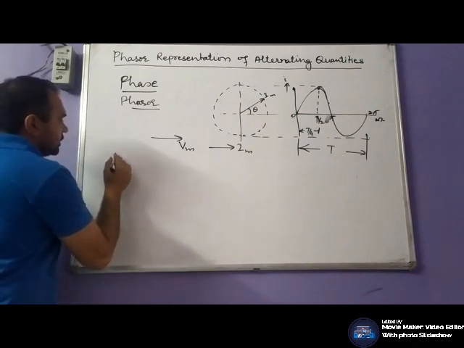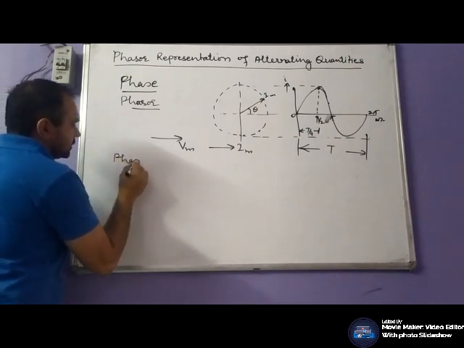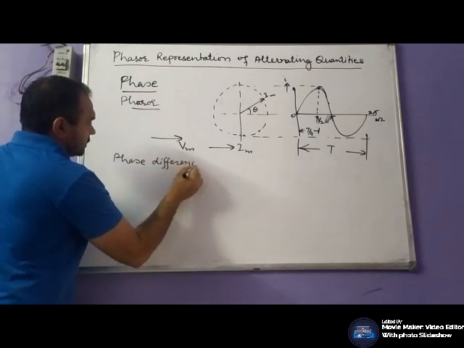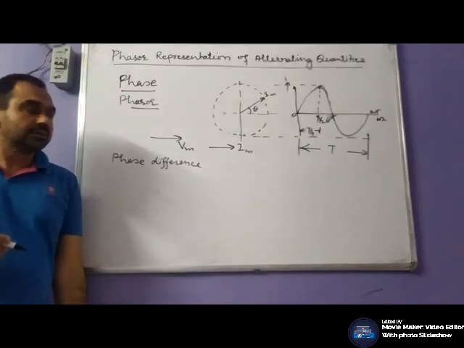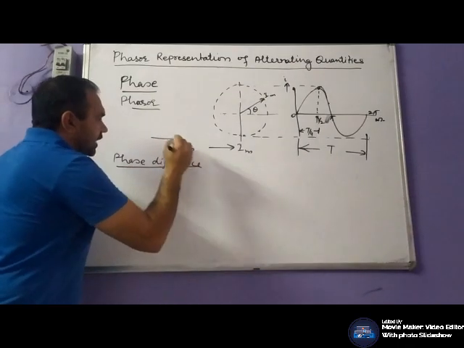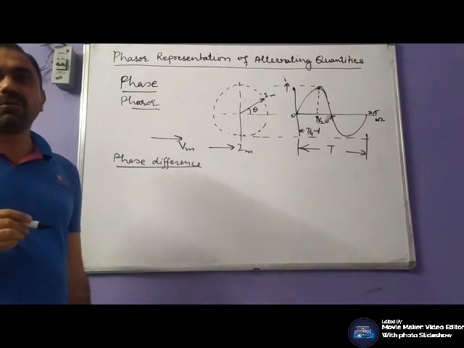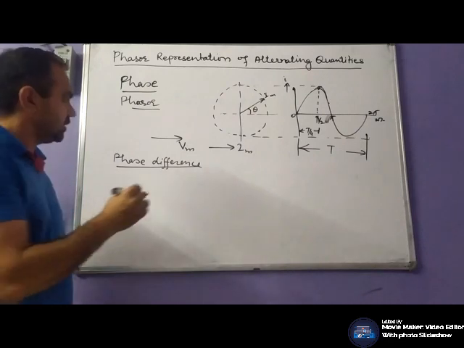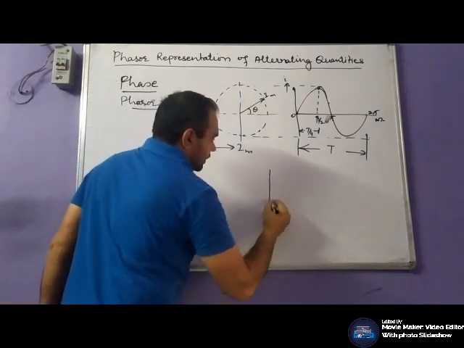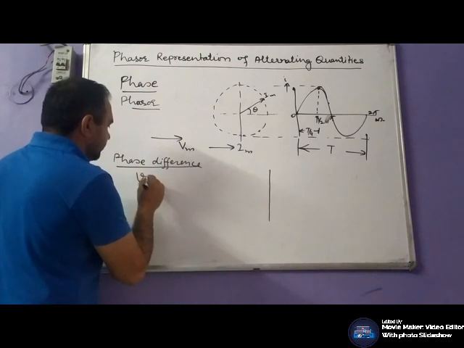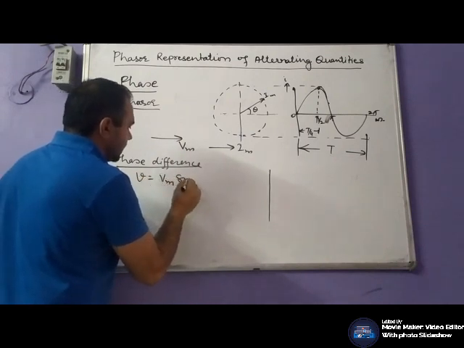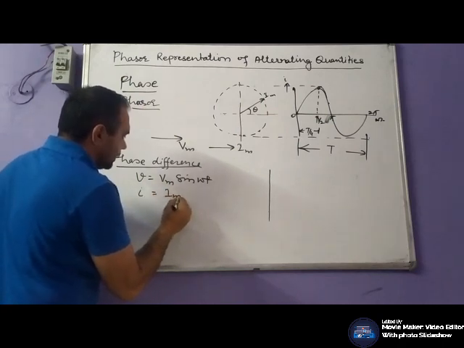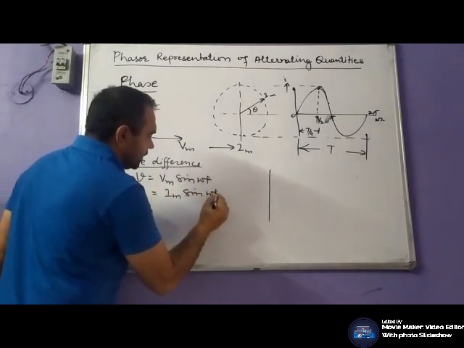Next is phase difference. Phase difference is the difference in phase of two alternating quantities. For example, we have the voltage or current, and let this V be represented by Vm sine of omega t, and I be represented by Im sine of omega t minus phi.